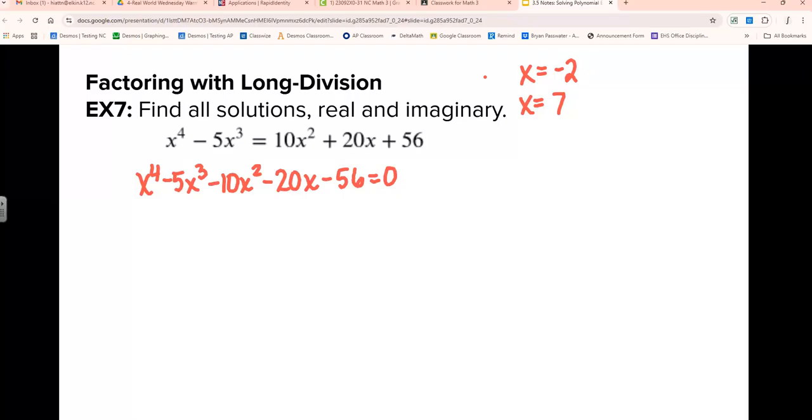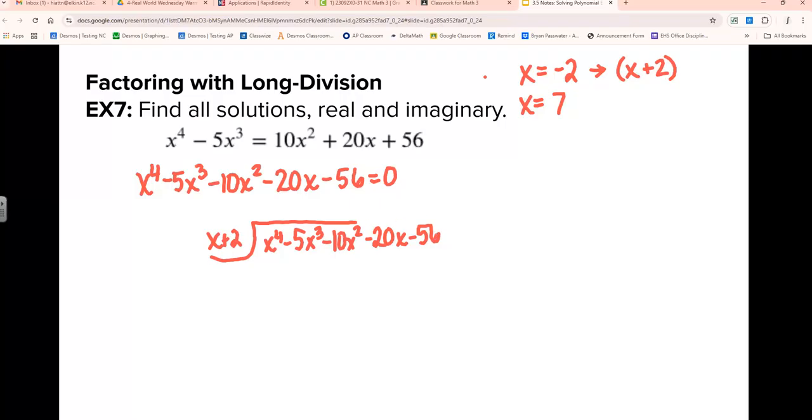It doesn't matter which one of these you pick first. You need to come up with the factor that goes with it. So x equals -2 would be the factor x plus 2, right? Our factor, we change signs. And we're going to have to do some long division here with x plus 2. So x to the 4th minus 5x to the 3rd minus 10x squared minus 20x minus 56.